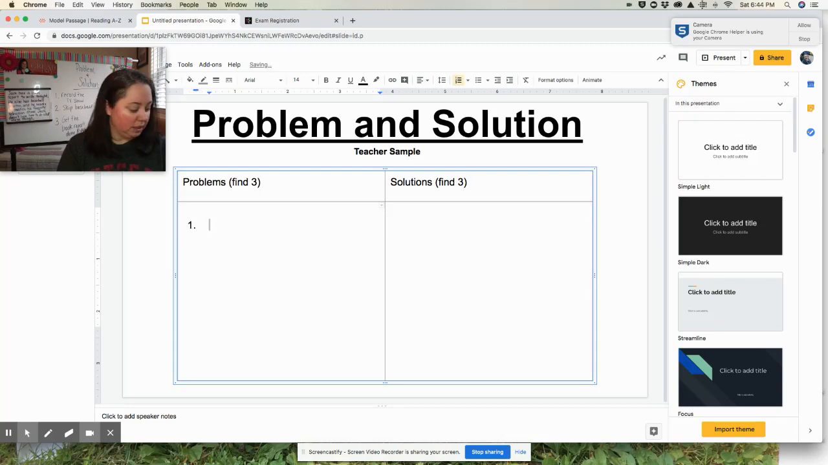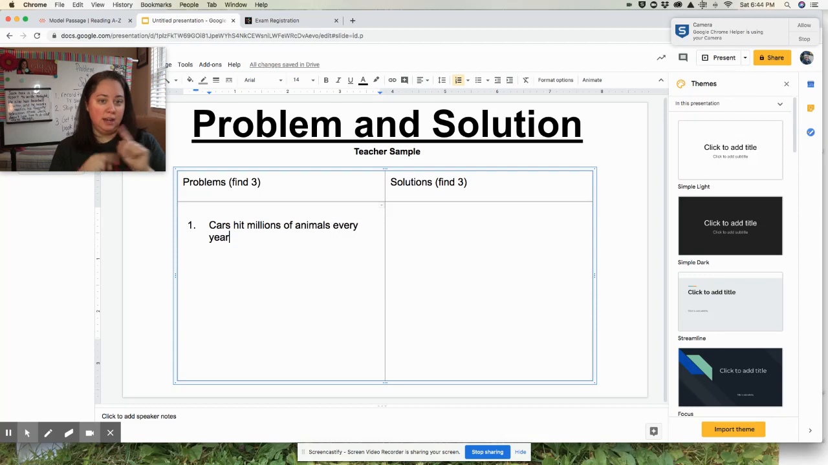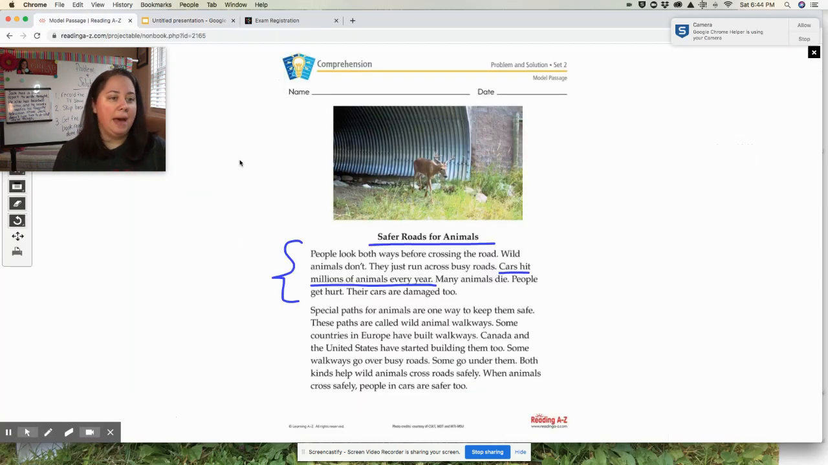It says cars hit millions of animals every year. And if you give it a minute to catch up, there you go. So that's problem number one. Let's go back to the text and look for the next problem. Many animals die. That's definitely a problem.